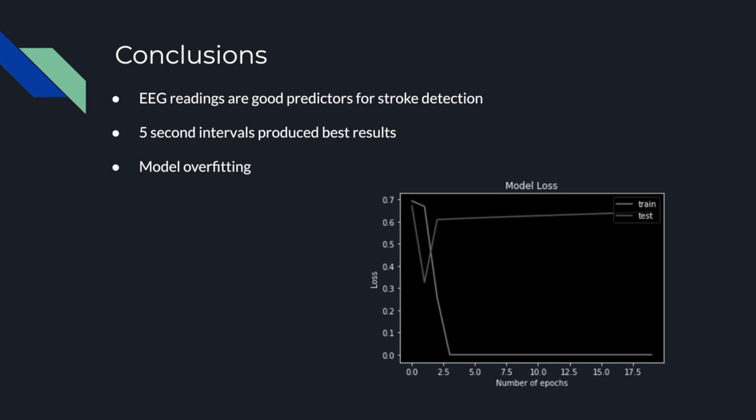Another finding was that after using differing intervals over time for the model, we concluded that using 5-second intervals returned the most accurate results. Too short intervals resulted in needless processing, whereas too long intervals for training the model resulted in loss of accuracy. One unfortunate result we got was that our model was overfitting to the test data.